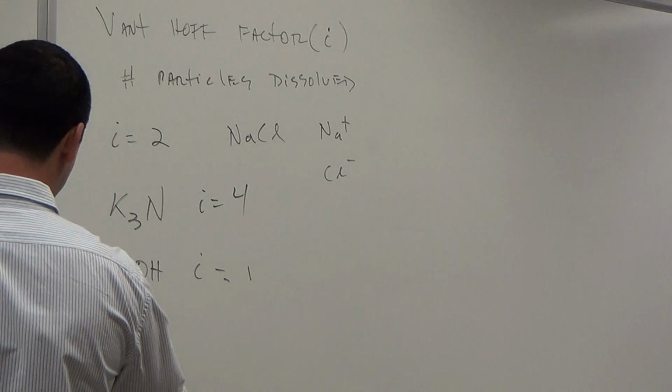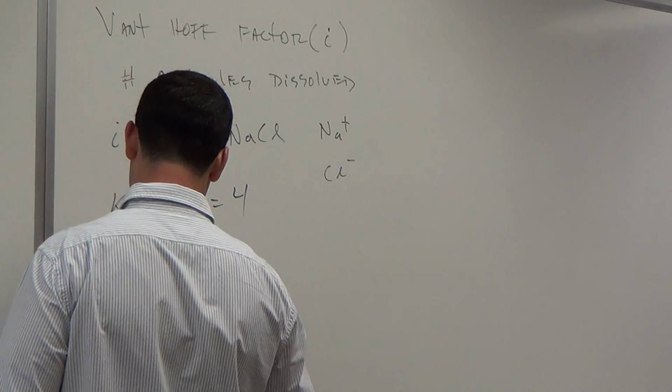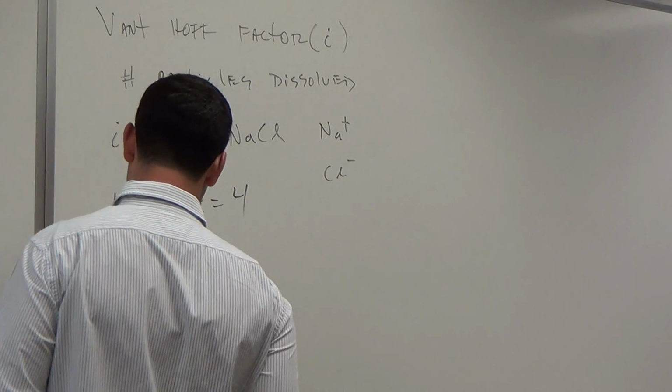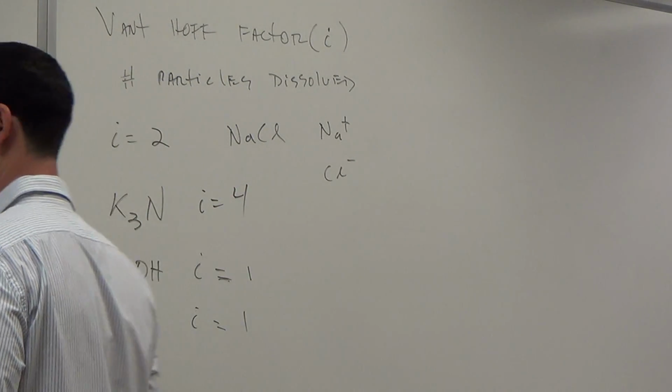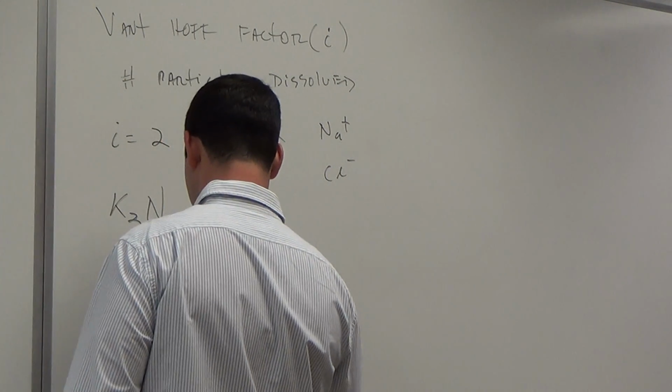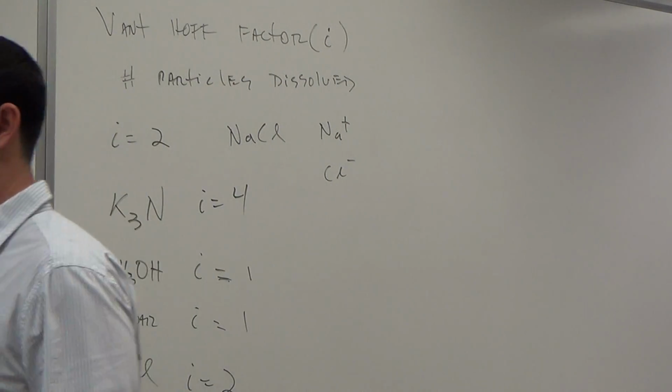What's the Van Hoff factor of sugar? 1. Does sugar break into pieces? No, it does not, so it is 1. What's the Van Hoff factor of HCl? 2. So the Van Hoff factor of ionic compounds is equal to the ions that form. The Van Hoff factor of molecular compounds, if they're not acids, is 1. But if they are acids, for a strong acid like this one, it will be 2.